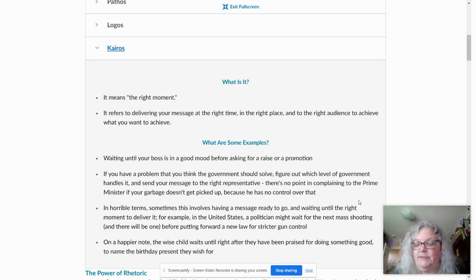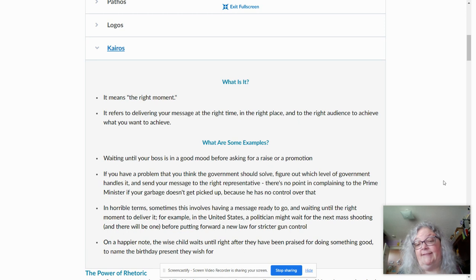But no matter how well you craft a message, there's absolutely no point in delivering that message to someone who has no power to do anything about it. You need to choose the right audience. And then in terms of choosing the right time, in horrible terms, sometimes this involves having a message ready to go and waiting until the right moment to deliver it.